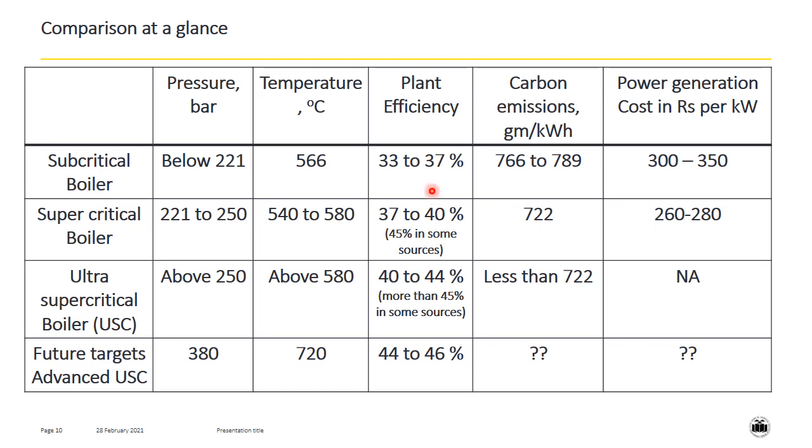Also observe the trend of plant efficiency is continuously increasing. We are talking about 40 to 44% thermal efficiency of the plant with ultra supercritical boilers. Carbon emissions are also showing a decreasing trend. Also, the power generation cost in rupees per kilowatt is showing decreasing trends. These are the values taken from a certain source.